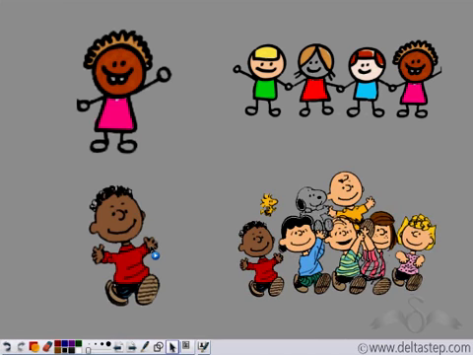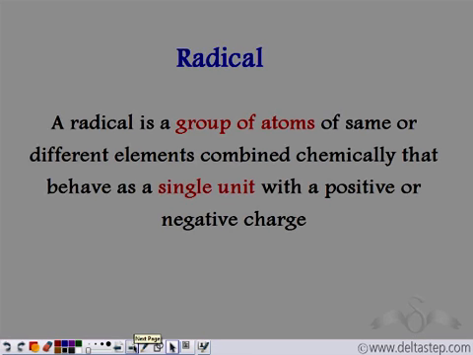Similarly, in chemistry, some atoms act in a group. That group can have the same or different atoms, that is, atoms of the same or different elements, and they are combined chemically. And now that group of atoms acts as a single unit with a positive or negative charge. Such a group of atoms is known as a radical. So a radical is a group of atoms of the same or different elements combined chemically that act as a single unit with a positive or negative charge.